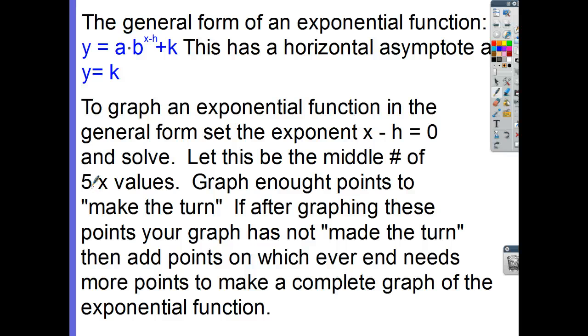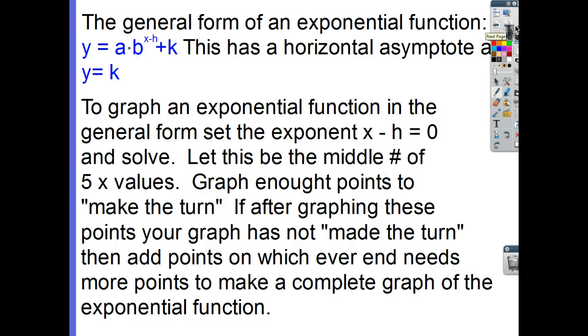We're getting what I'm calling a point that's in the middle of the turn, and we're just picking points on either side of that, enough to make the graph. I know some instructors do this with just 2 points, and I'm convinced that we want at least 3 or 4. Moving on, graph enough points to what I call make the turn. If after graphing these points your graph has not made the turn, then add points on whichever end needs more points to make a complete graph of the exponential function. And we'll talk more about that in a minute.